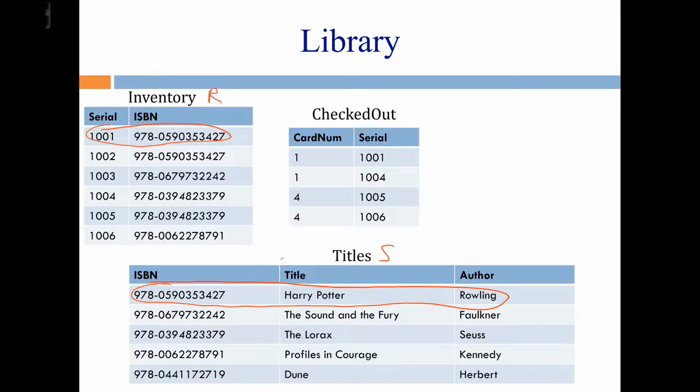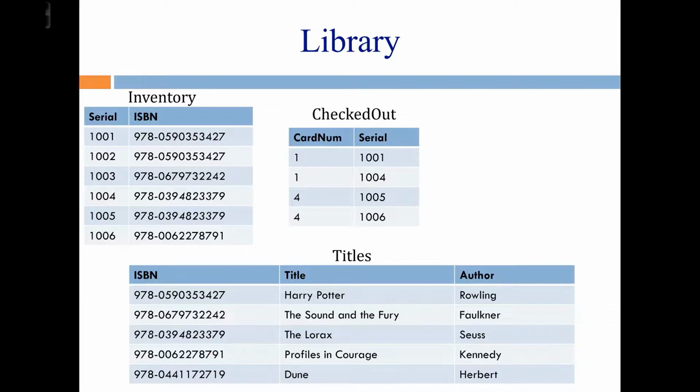So from here, I can go to checked out. Even though I'm going from titles to checked out, it's after already visiting inventory. So I have the serial number I need in order to compare to something in checked out. So I could do R, S, and T this way. Or I could do R on inventory, S on checked out, and T on titles.